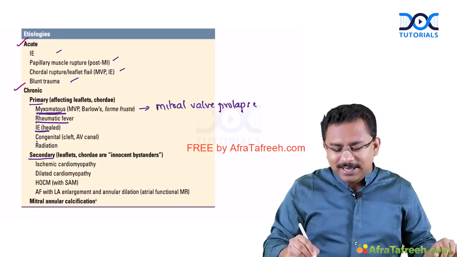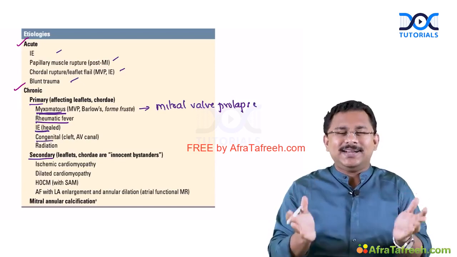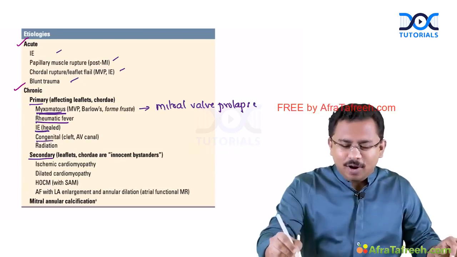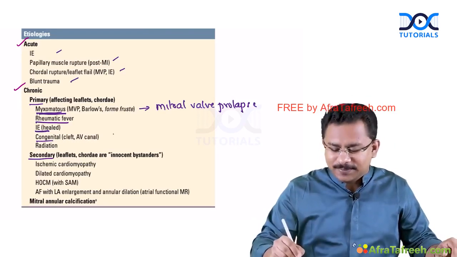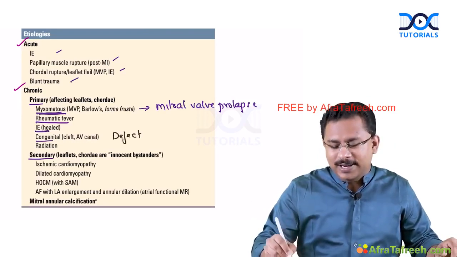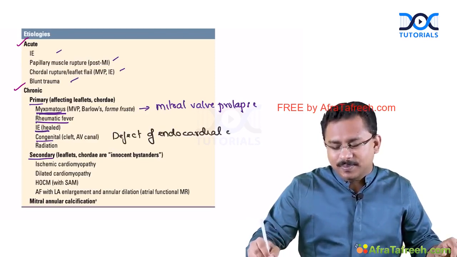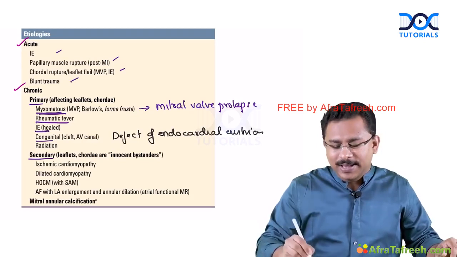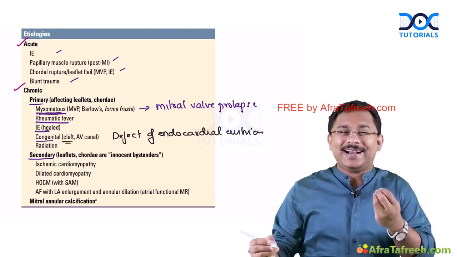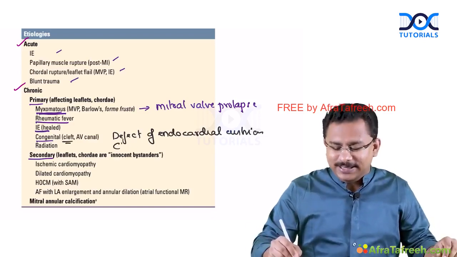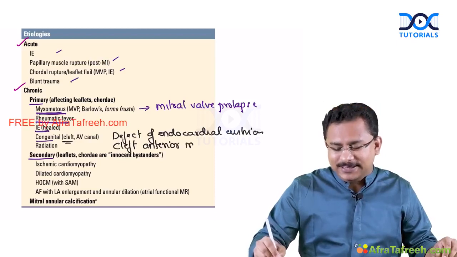Now, what about congenital causes? Yes, mitral valve regurgitation can occur as a congenital anomaly, and that often occurs because of a defect of the endocardial cushions. And also it can occur in association with cleft anterior mitral leaflets.